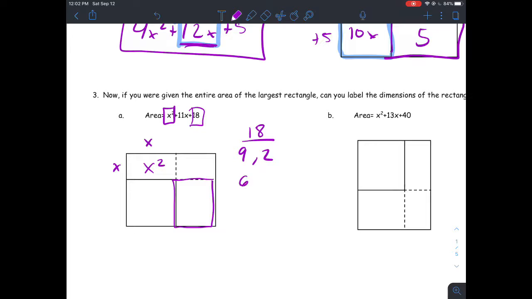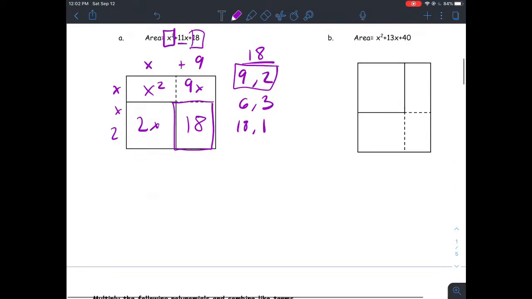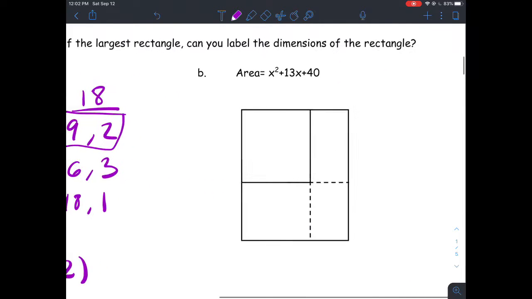So first, let's write out some factors of 18. We've got 9 and 2, 6 and 3, and 18 and 1. So we know that we could use any of these combinations to give us an 18 here. What we need to do now is figure out which one of these combinations is going to add up to give us an 11. It's going to be this one here. So we're going to have x plus 9 and x plus 2. That would give us our 9x, and that would give us our 2x. So the two binomials we would start with are x plus 9 and x plus 2.